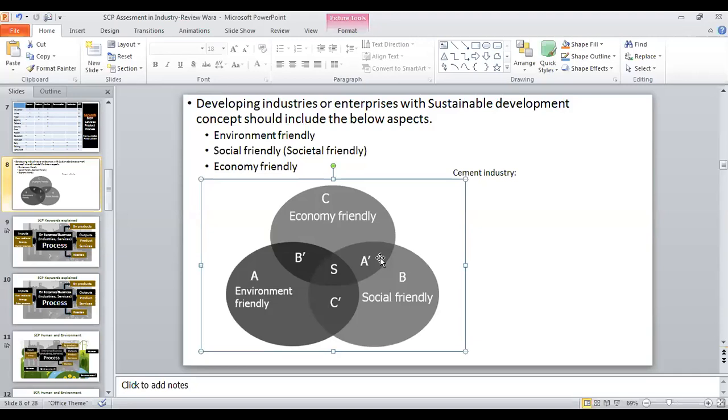A prime domain means your industry is without A. A prime means without A. It means C and B are there. C to the fullest, B up to some extent. Okay, so mostly C.